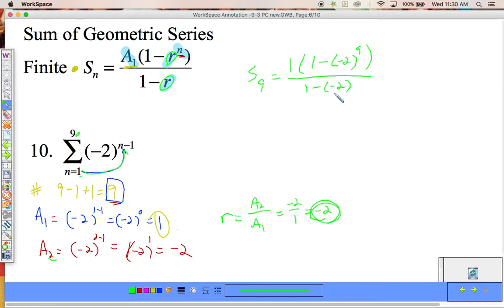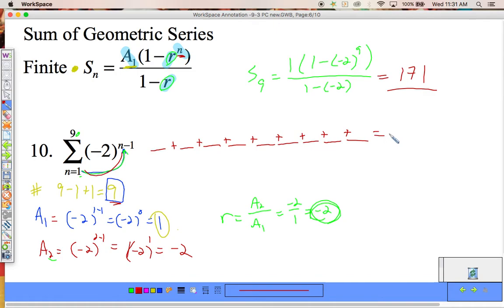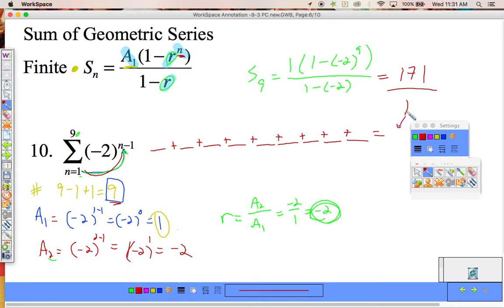I'm going to plug in what I have. Now I'm going to go to some device. I'm going to plug it in. Hit enter and get 171. So what we found is if I plug in 1, I get a number. Plug in 2, 3, 4, 5, 6, 7, 8, 9. Plug all these numbers in and get these answers and add them together. All of those are going to add up to give you 171. That's what we're finding.